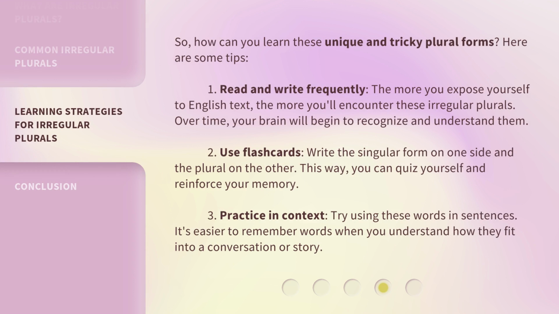So, how can you learn these unique and tricky plural forms? Here are some tips. 1. Read and write frequently. The more you expose yourself to English text, the more you'll encounter these irregular plurals. Over time, your brain will begin to recognize and understand them.